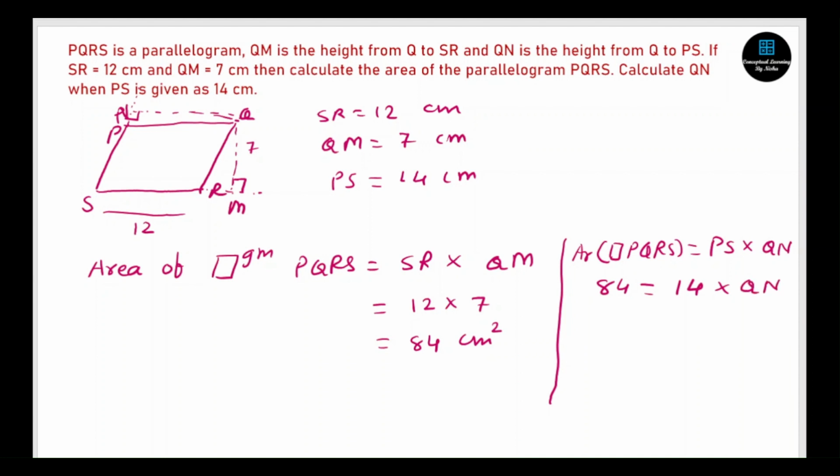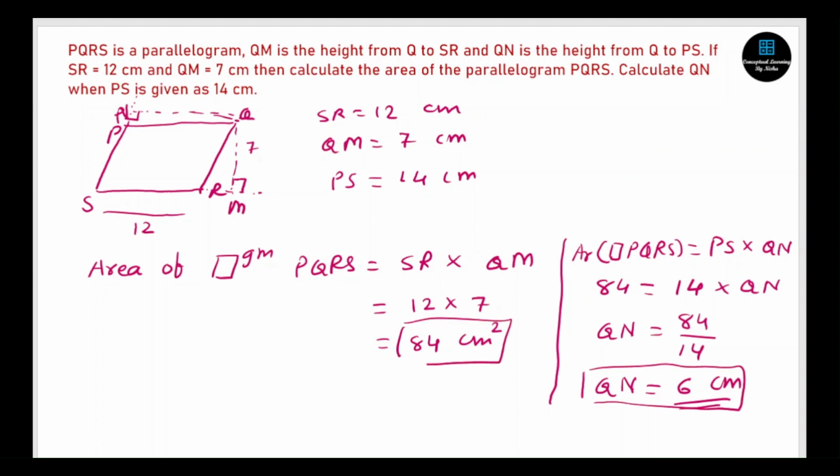Now I want to find QN. So QN is 84 divided by 14, and this gives us 6, right? So 6 centimeter. So we got both the answers, right? The area is 84 centimeter square and QN is 6 centimeter.